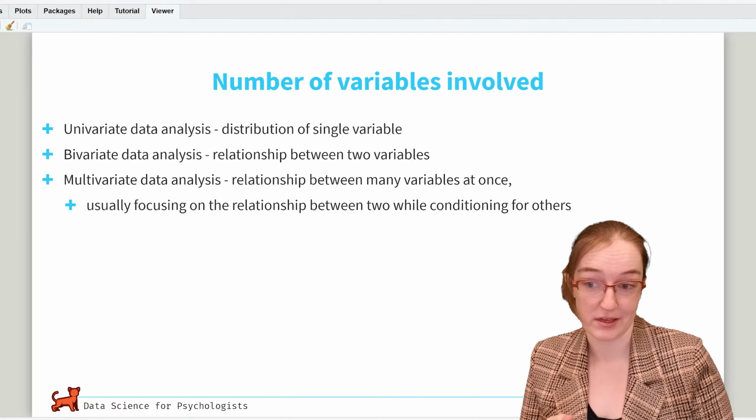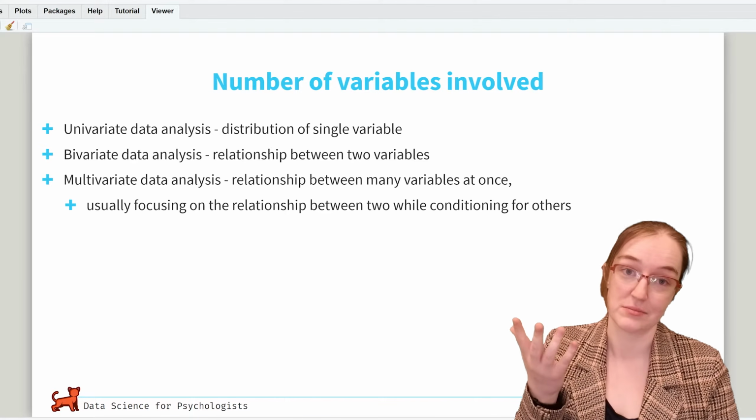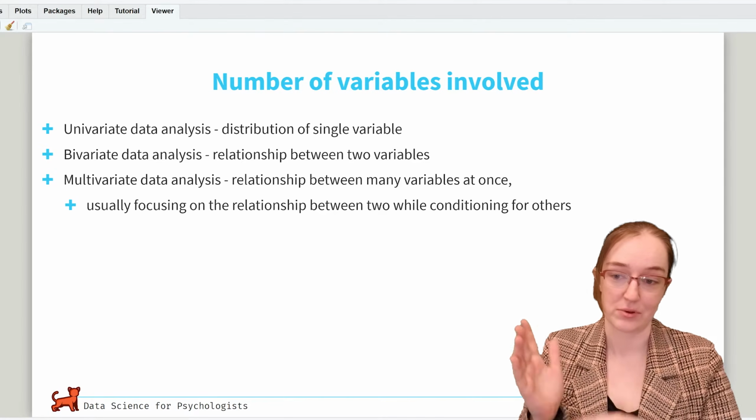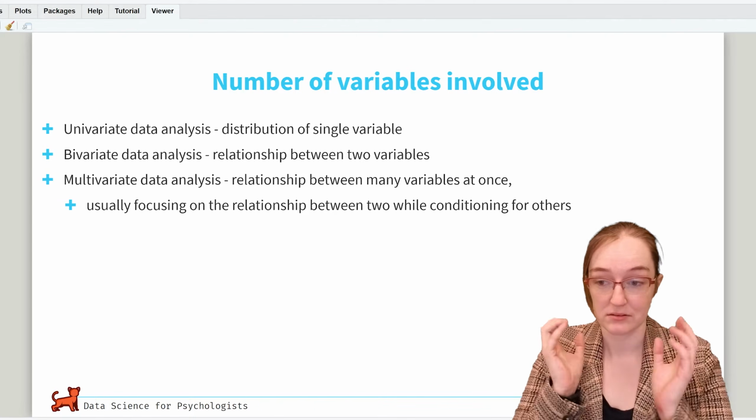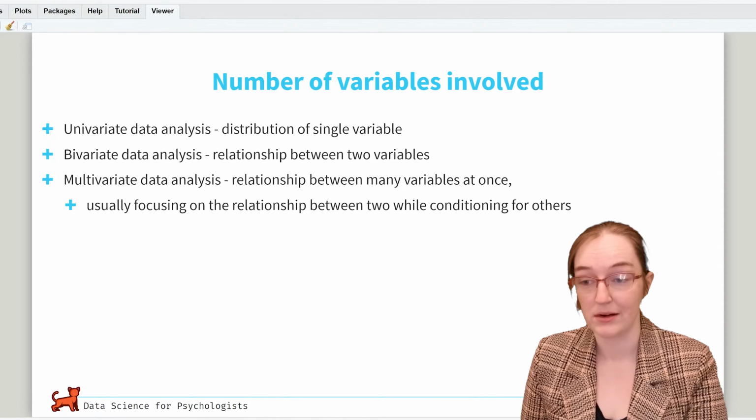Next, we've got bivariate data. That's the relationship between two variables, like x and y. You want to see how they co-vary and co-move together.